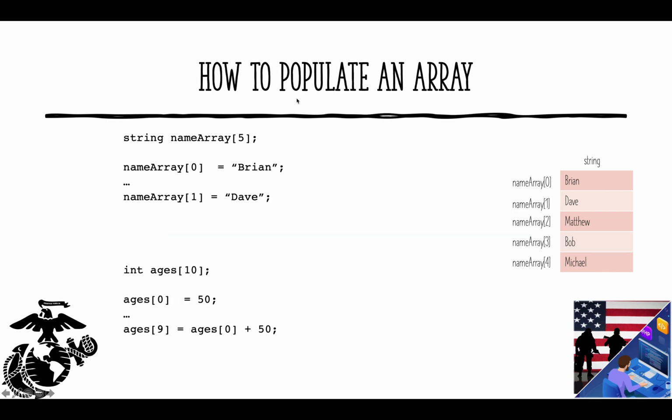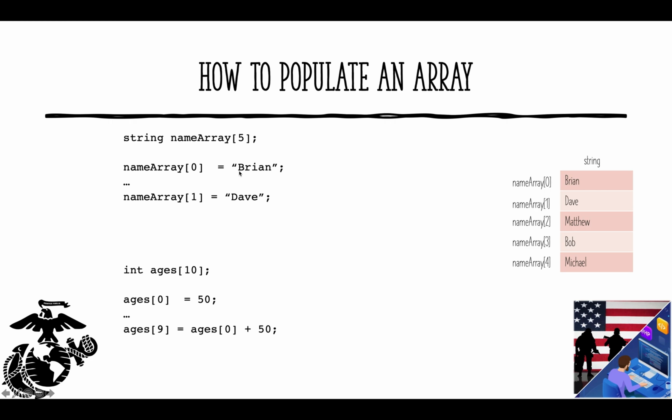So here's an example of how to populate your array. Again, we're going to create the array. String name array is 5. Now I want to populate my array. I'm going to say name array 0, referring to this 0th index here.